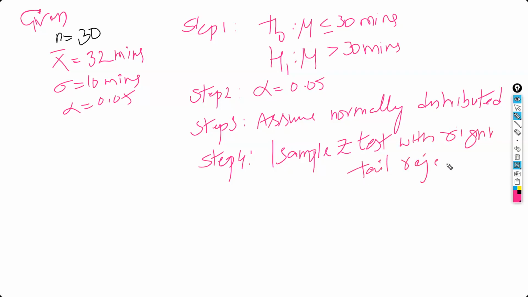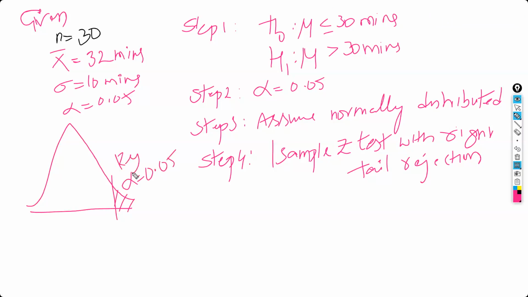Now, if it is a right tail rejection, how do we draw the diagram? First, we have to draw the normally distributed data. In that, should I take the rejection on the right side or left side? Right side rejection. That is alpha on the right side, that is 0.05, where you are going to reject the null hypothesis.